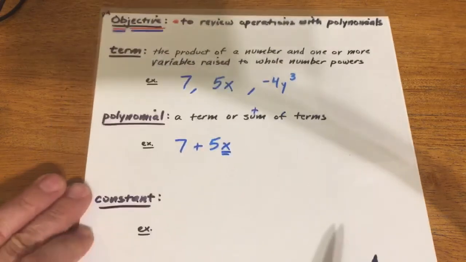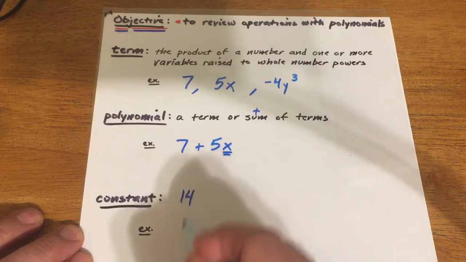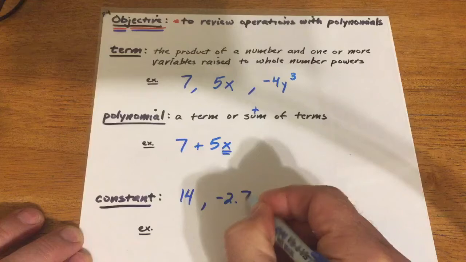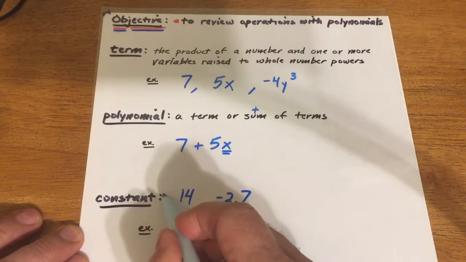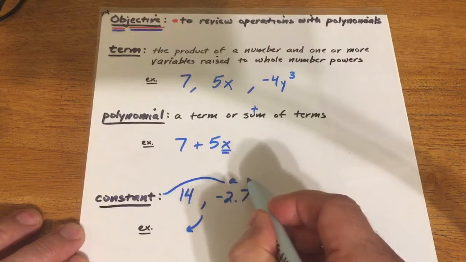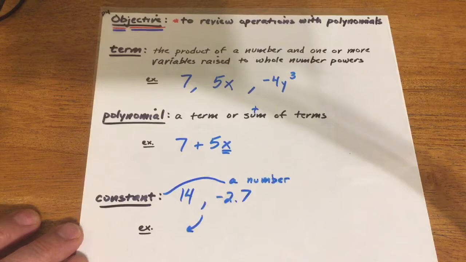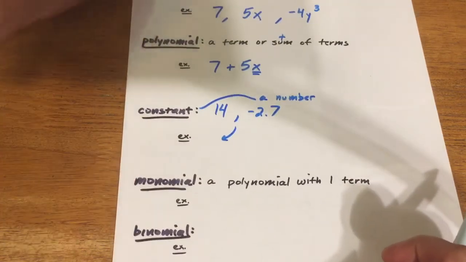Okay, constant. A constant is basically just a number. So 14 would be an example of a constant. Negative 2.7 would be a constant. Oops, and these belong down here. A constant is just a number. Sorry about that. Next, a little bit more specific with polynomials.